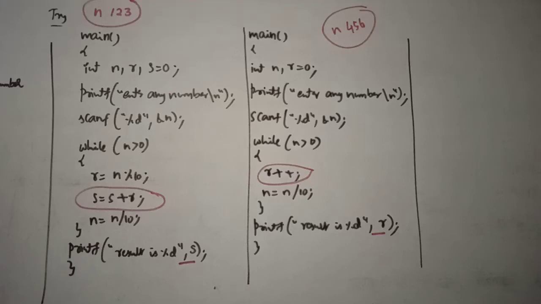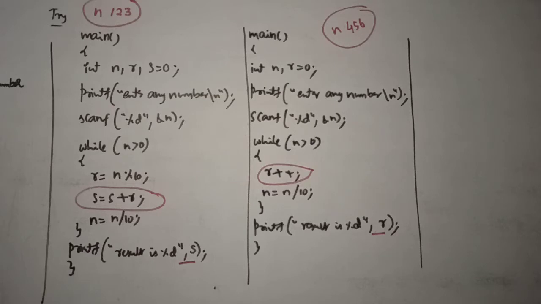In the last session, we discussed the reverse any number program. We use two symbols. One is modulus, to get the remainder of any integer division, and another is the division symbol, to get the quotient. Those two symbols are very important.